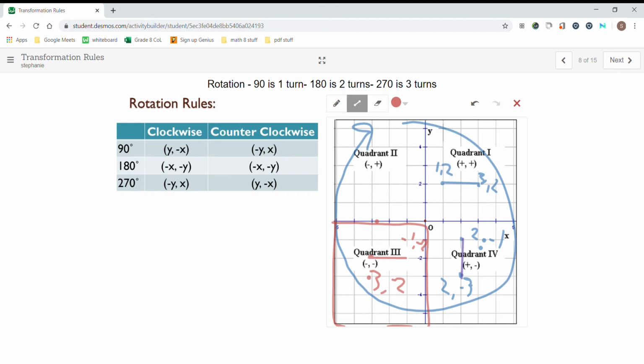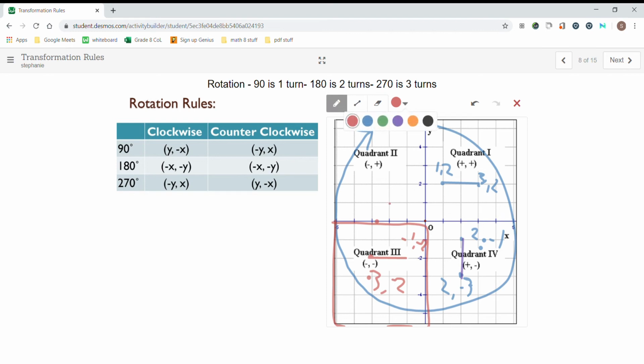Okay? Then the last one, if I do 270 clockwise, that means I'm flipping X and Y. So I had 1, 2. Well, now it's 2, 1. And now that first number is going to be negative. So 2, 1 is right here.